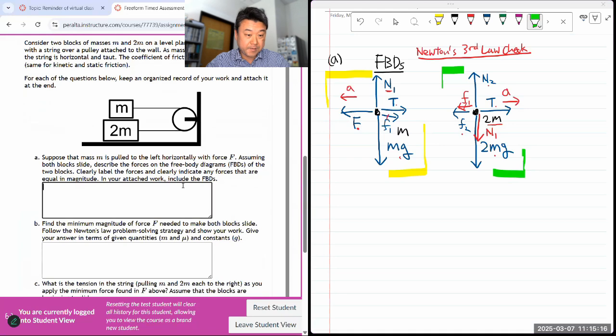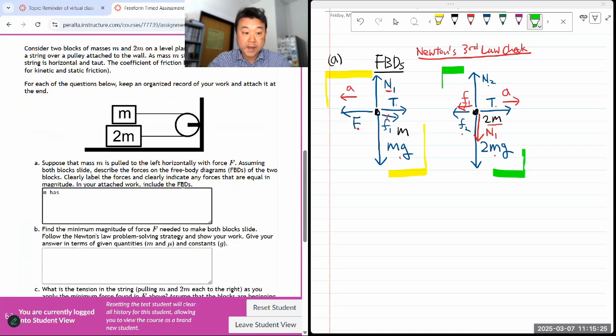So let me list the forces. M has 1, 2, 3, 4, 5 forces: F, N1, T, F1, and mg. 2M has 1, 2, 3, 4, 5, 6 forces.